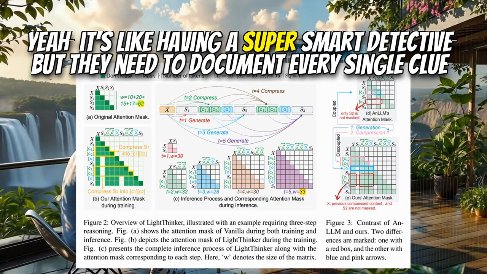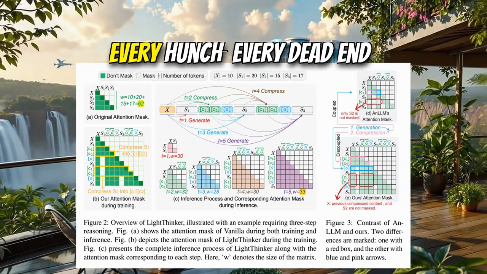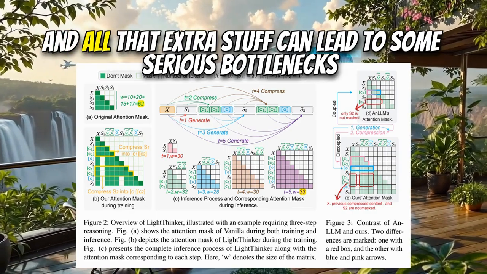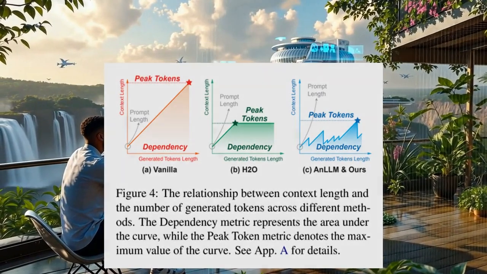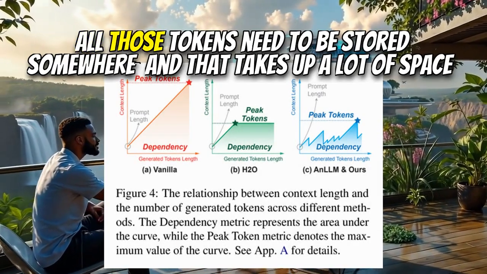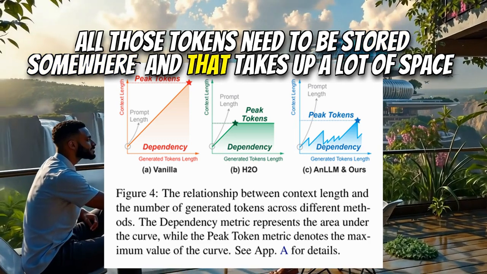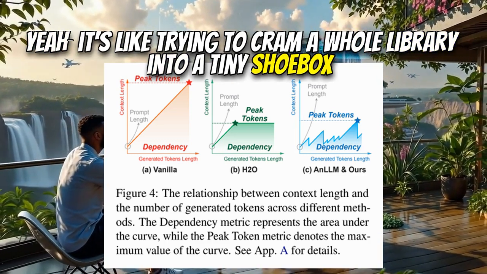Yeah, it's like having a super smart detective, but they need to document every single clue, every hunch, every dead end. And all that extra stuff can lead to some serious bottlenecks. Bottlenecks? What kind of bottlenecks? Well, first, you've got memory overhead. All those tokens need to be stored somewhere, and that takes up a lot of space. Yeah, it's like trying to cram a whole library into a tiny shoebox.